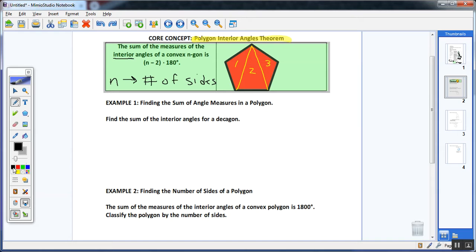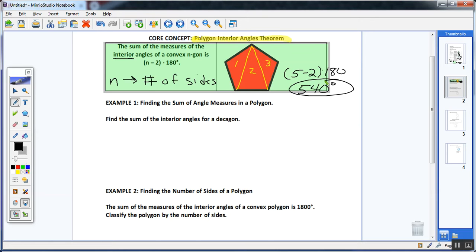This would have been 5 minus 2 times what? What's 3 times 180? 540 degrees. So how many degrees are in a pentagon on the interior? 540. Okay. All right.